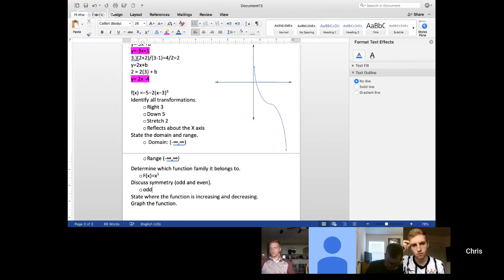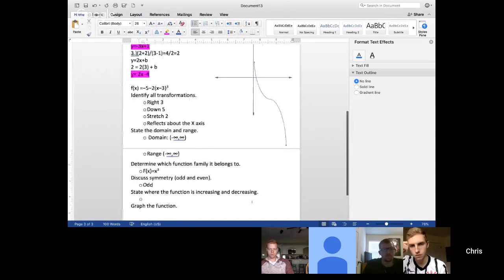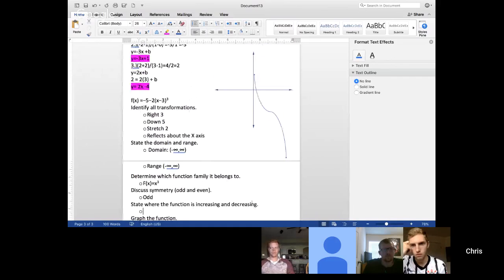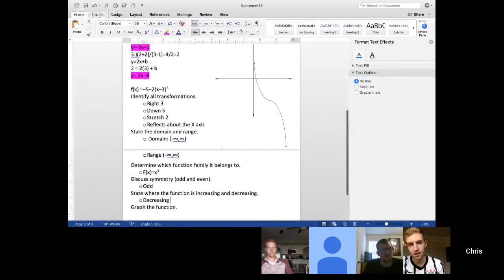And then state whether the function is increasing or decreasing. So I would say it's decreasing because it has that negative right there. Yeah, I would agree. I would say just by the idea that as x is going towards positive infinity, y is going towards negative infinity.